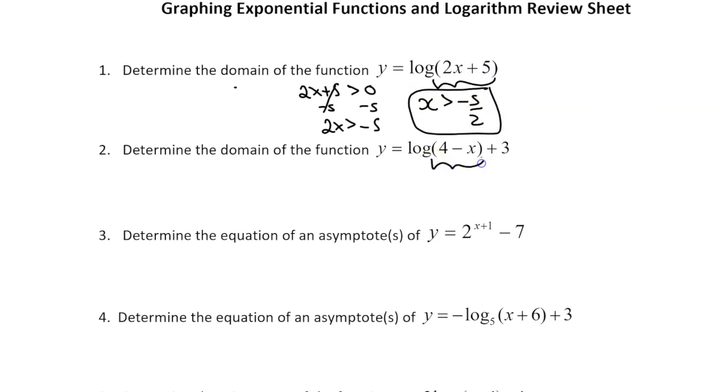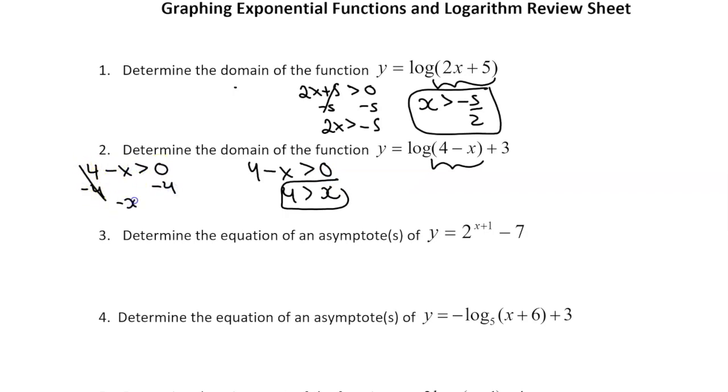If you have something like this, you don't need to graph the entire thing. You could just say, well, I know that 4 minus x has to be greater than 0. I could add x onto the other side, and I could say 4 is greater than x, and that would be an acceptable answer.